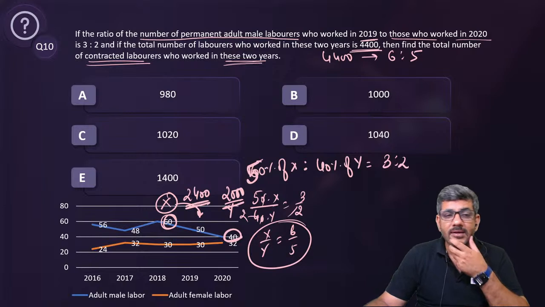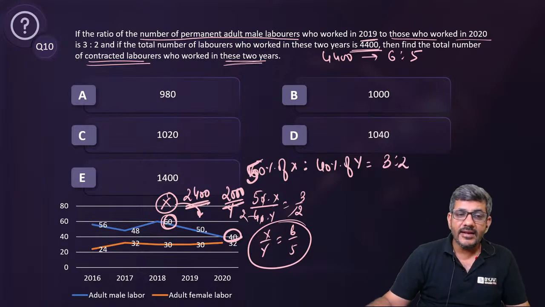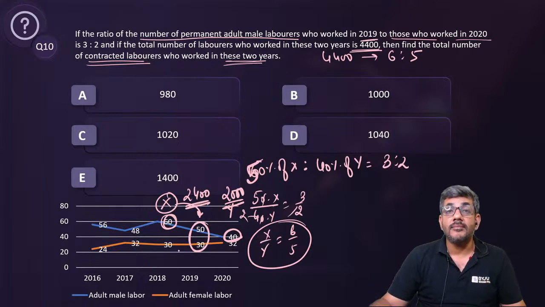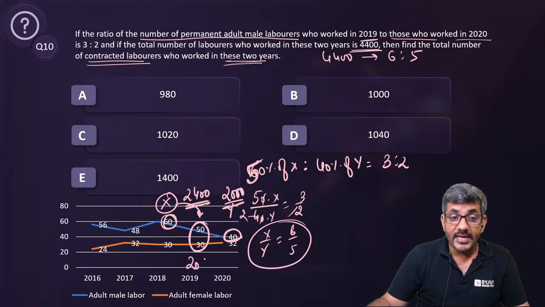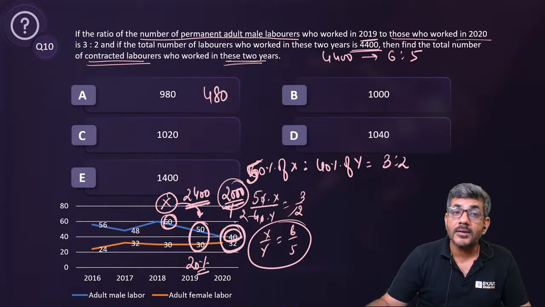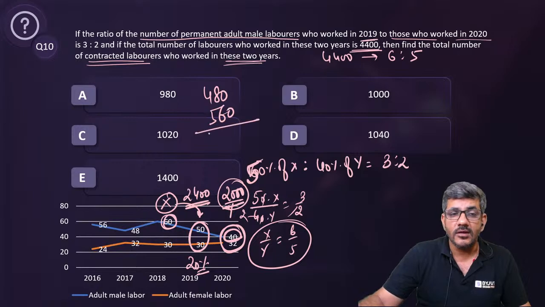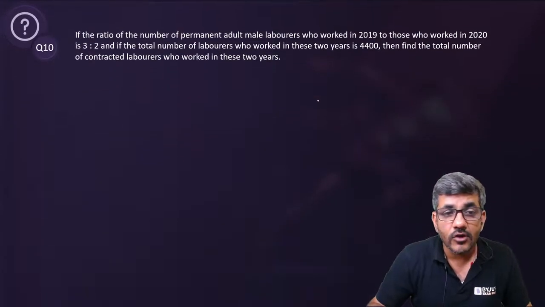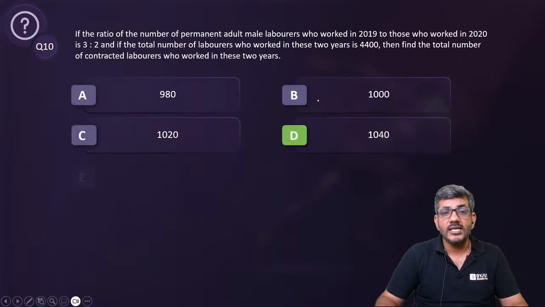अब contracted labor देखो कितने हैं इसमें. 2019 में 80% of the laborers are permanent. So 20% are contracted. 2400 का 20% is 480. 2020 में 2000 का 72% are permanent. So 28%, that is 560, are contractual. Add करो, 1040 आता है. That gives me the answer as option D. So yes, D is the right answer.